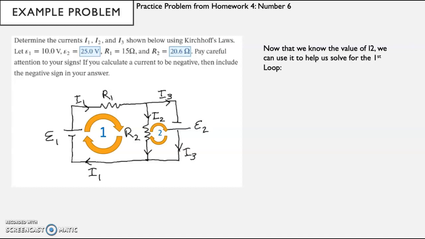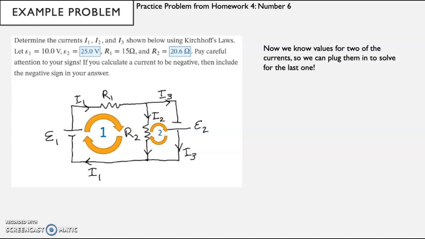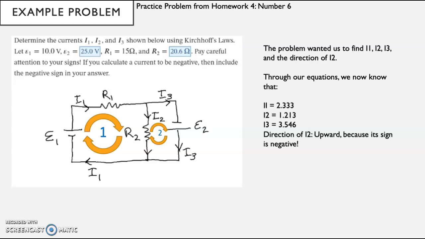Now that we know the value of current 2, we can use it to help us solve for the first loop. Now we know values for 2 of the currents, so we can plug them in to solve for the last one. The problem wanted us to find current 1, current 2, current 3, and the direction of current 2. Through our equations, we now know all of these answers.